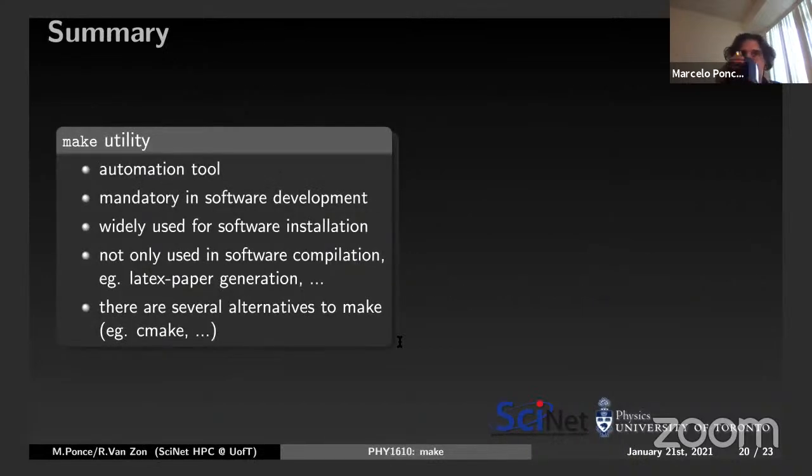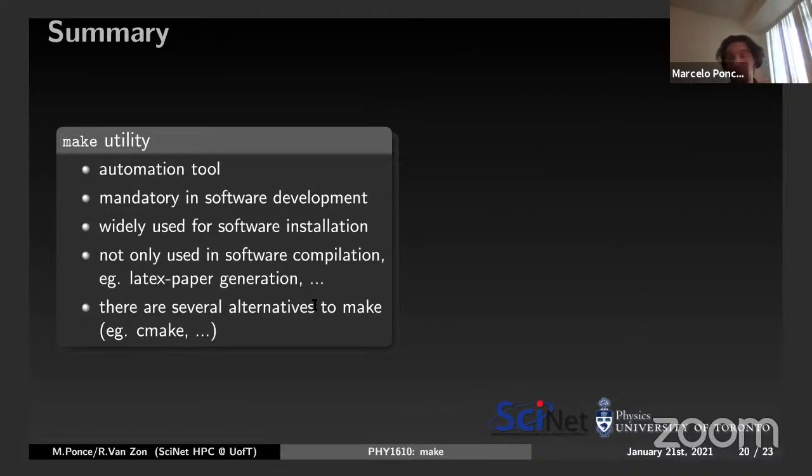Okay, quick summary, because we are way past time, and I apologize for that. Make is a utility, an automation tool, as I mentioned. I would say it's mandatory in software development. It's widely used in software installation. It's not only used in software compilation, but also paper generation.